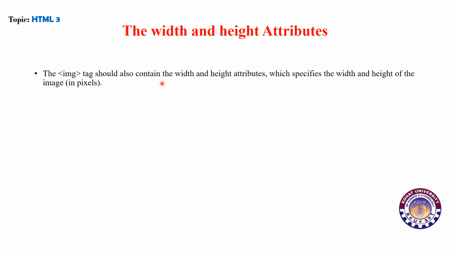The image tag should also contain a width and height attribute which specifies the width and height of the image in pixels. So kindly note it down that whenever you give the height or width, it will be in pixels. Here I am repeating the similar img src image girl.jpg with width and height. I am giving you 500 pixel width and 600 height. So it will be shown like this.